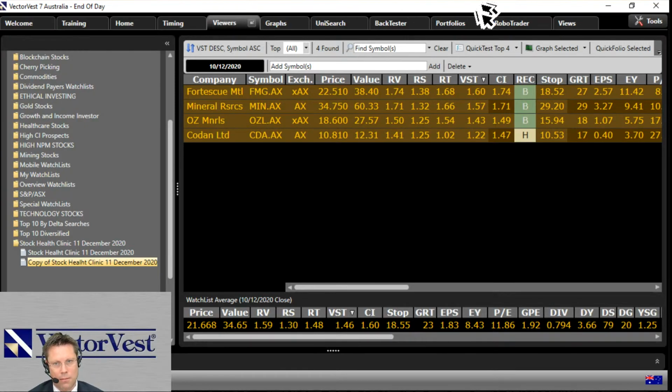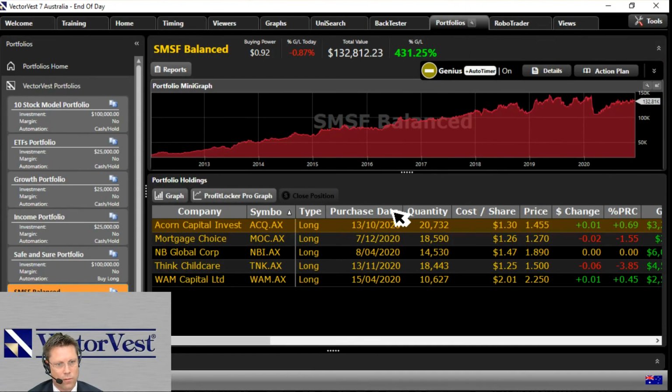Just to demonstrate that to you in terms of what works, the SMSF balanced is a 5-share portfolio. So it's currently got 132,000 in it, and it's working very well using very prudent risk and money management rules. Right, so it's a 5-share portfolio. That gives you some appreciation. So there you go.